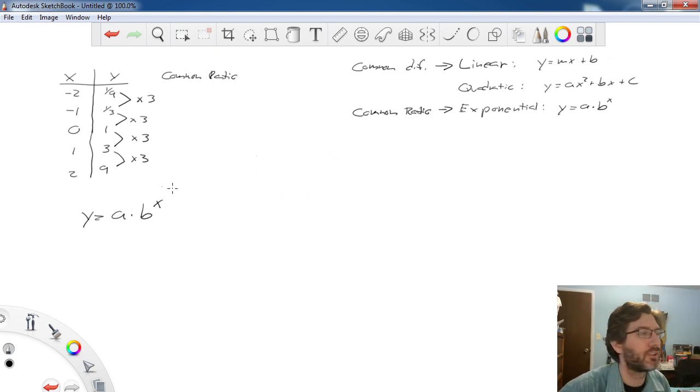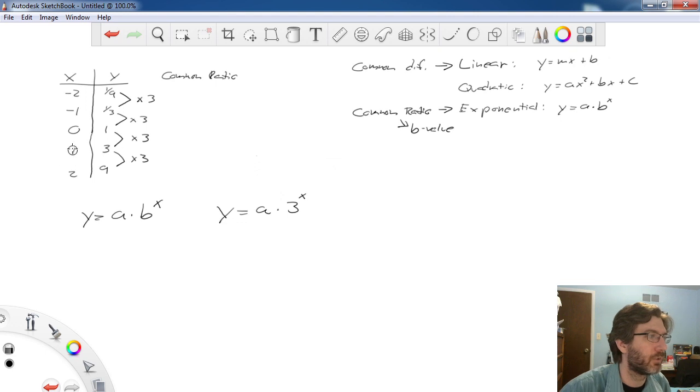That your common ratio is going to be your b value here. So this will be your b value. So it's going to fit this model where your b value is your common ratio. So I'm going to rewrite that as y equals a times b to the x. And now in order to get your a value, you're just going to plug in a point and see what it comes out to be.